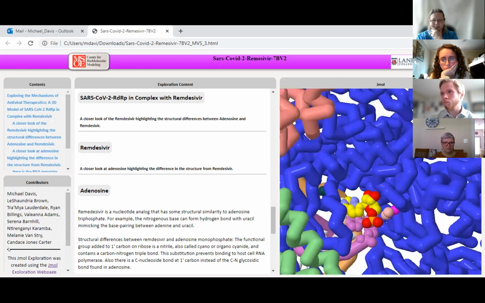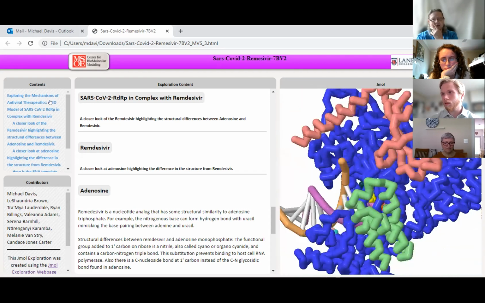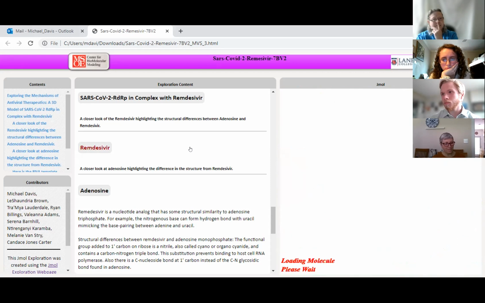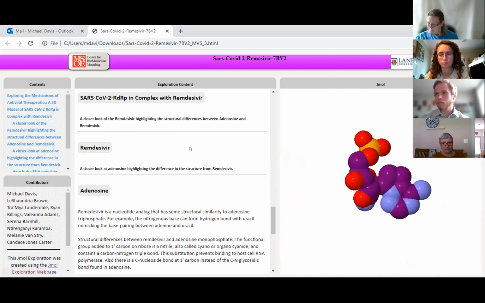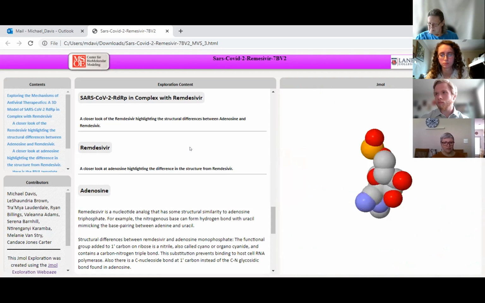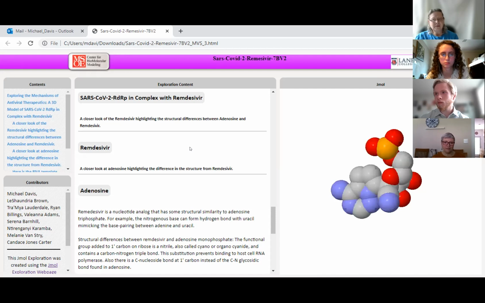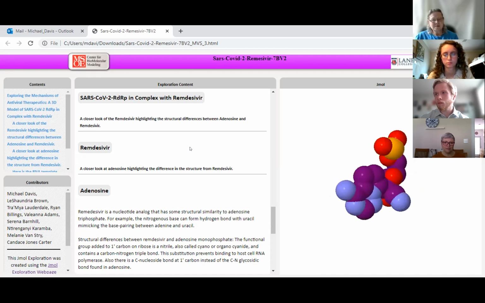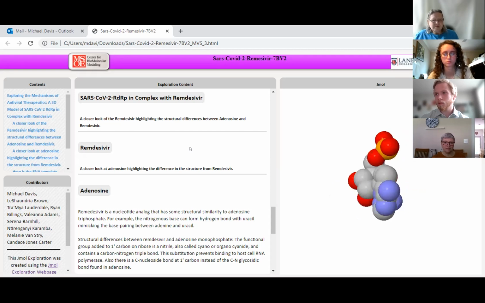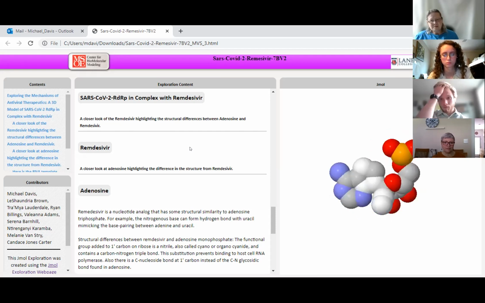And as they had stated before, the AMP and the remdesivir are very similar. And she had stated that remdesivir has a cyano group and a carbon-carbon bond instead of a carbon-nitrogen bond. Though these differences may not seem like much to the eye, this causes the remdesivir to be unstable, making it more likely to lead to chain termination. And I also show that in these models as well.